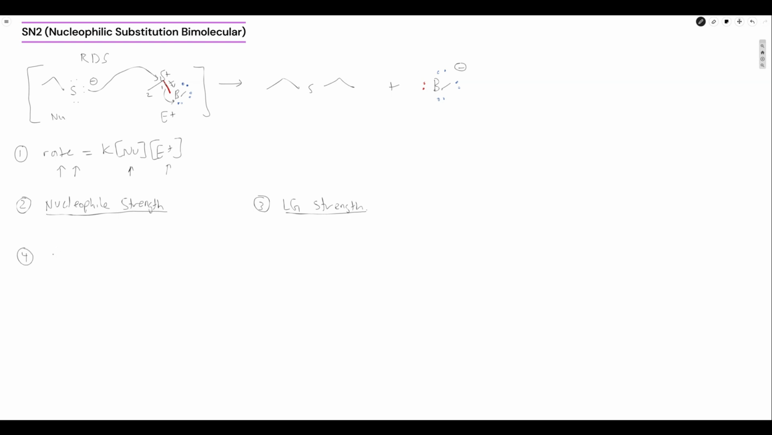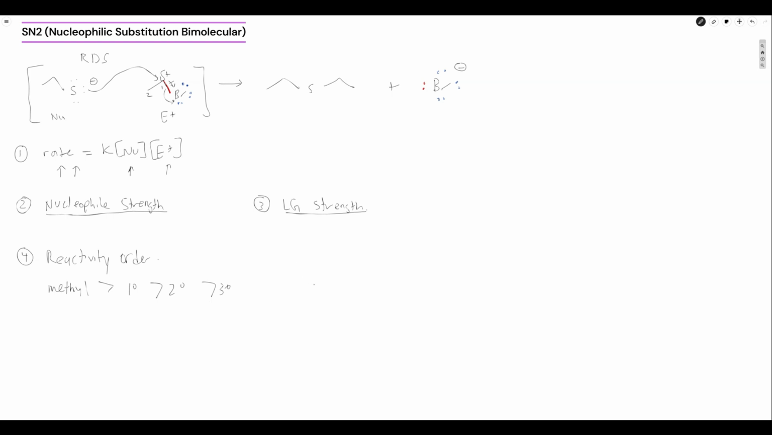Okay, next is reactivity order. And this is really the core concept for SN2 reactions. This is something that you'll need to know for your exams. It's very much something that's in all of the textbooks. And the order that you see is methyl, primary, secondary, tertiary. What this means is if the electrophile is more substituted, then the reaction becomes less reactive.